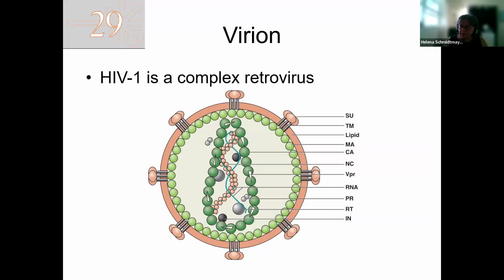Let's now focus on viral structure, genome structure, and viral replication. We already discussed the structure. HIV is an enveloped virus where the viral envelope is derived from the cell membrane. Within the envelope, there are glycoproteins, those surface units, which are binding glycoproteins. Those are glycoproteins which bind to the target cell receptor, and they form trimers.